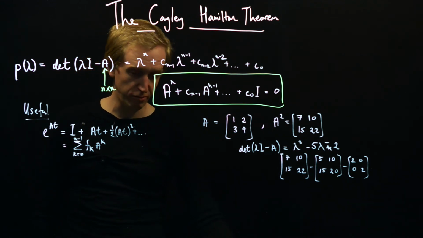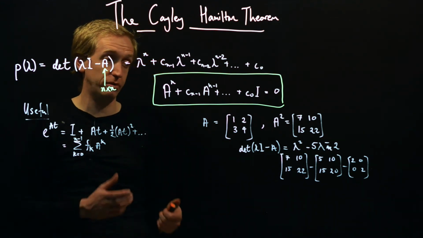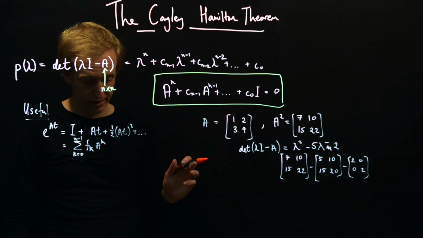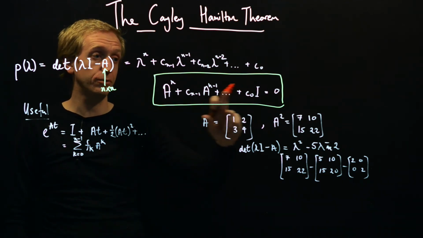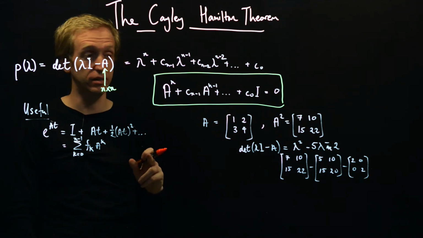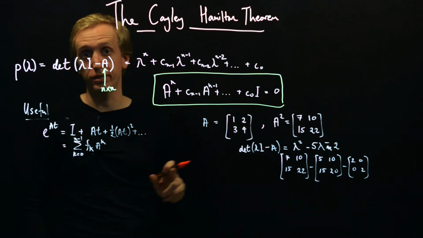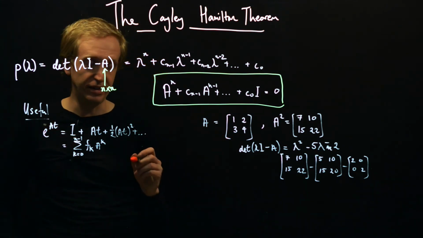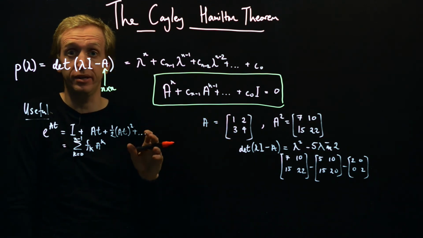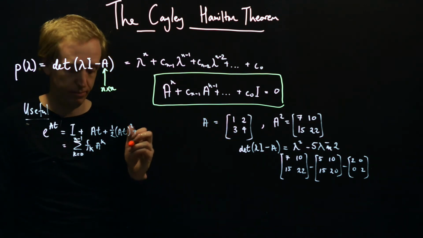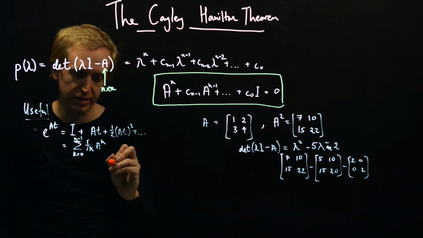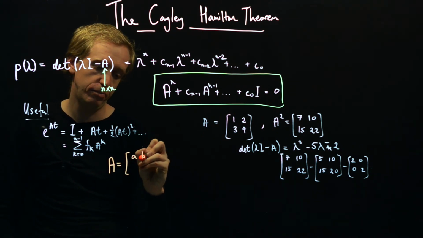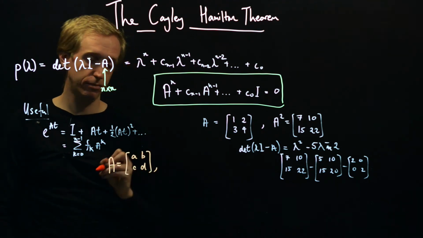I thought we could finish just by doing another little example that shows where the Cayley-Hamilton theorem is useful. And one thing that you can do with the Cayley-Hamilton theorem is work out the inverse of a matrix in terms of powers of that matrix. And so we'll use that to deduce the formula for the inverse of a 2x2 matrix. So let's just go ahead. Let's say we have some square matrix A with entries a, b, c, and d, like this.